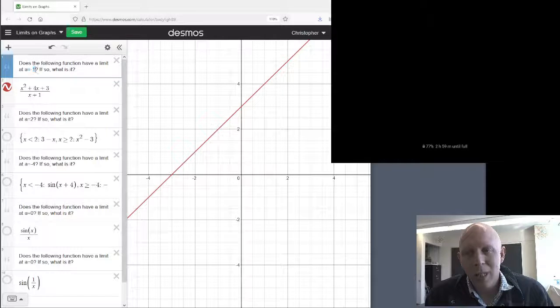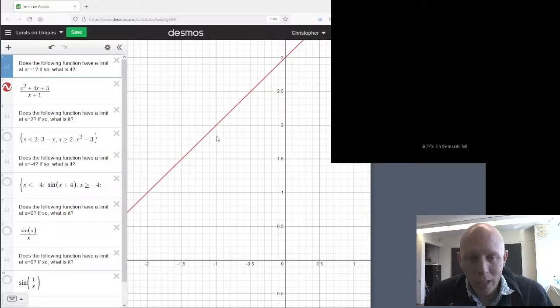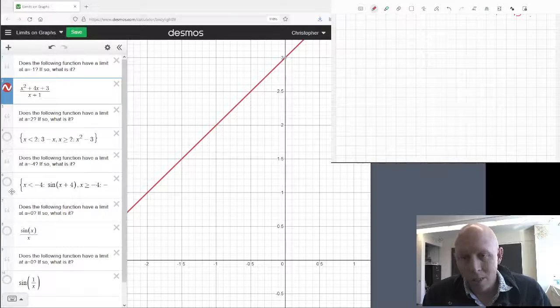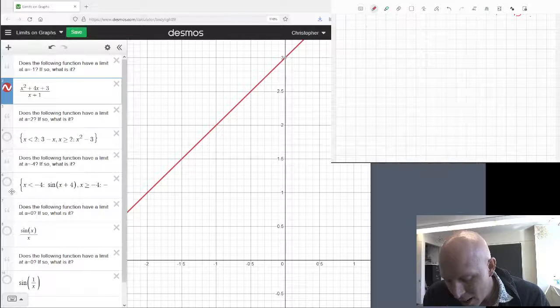When we say this limit at a equals -1, what we're saying is, let x be equal to -1, what should the function be? If we plugged in -1, plugging in -1 gives us 1 minus 4 plus 3, which is 0, divided by 0. So we get 0 divided by 0, and 0 divided by 0 is not a value.